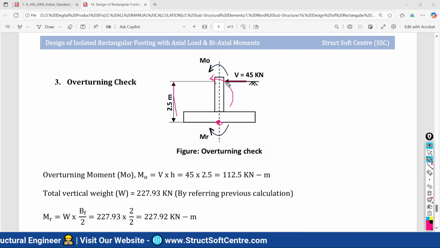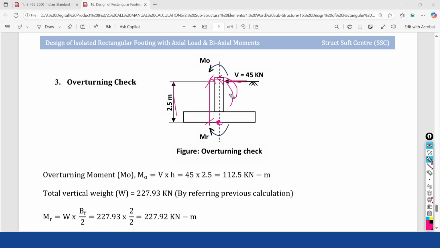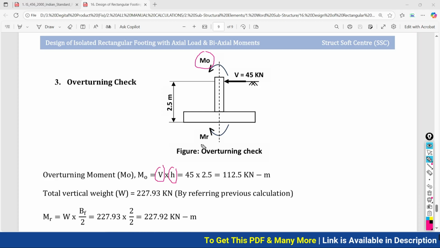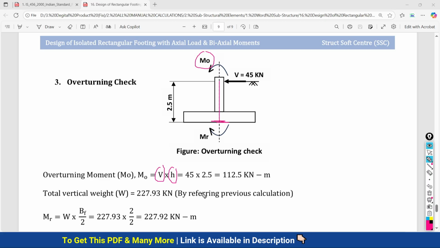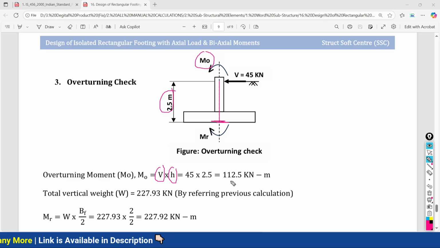Due to this lateral force and this perpendicular distance, the moment is going to act in this direction. Your footing is going to tilt, your footing is going to rotate. So this is going to be called the overturning moment. The overturning moment will be equal to the lateral force multiplied by the height. From this base point, the height we have to consider is 2.5 meter. So we get the overturning moment as 112.5 kilonewton meter.